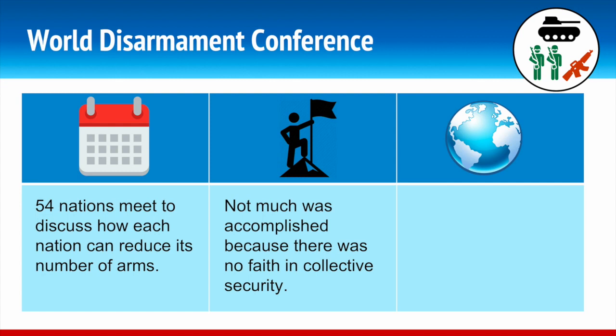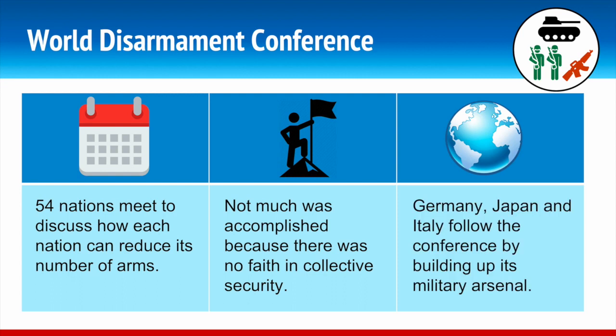They still had no faith in its neighbors like Germany and believed that if they didn't defend themselves, then they would be more vulnerable in the future. I think that one of the things that the World Disarmament Conference really impacted, and how the world reacted, is that Germany, Japan, and Italy followed up with the conference by not reducing their military forces, but actually strengthening them. So in other words, the conference had the opposite effect that it meant to have.